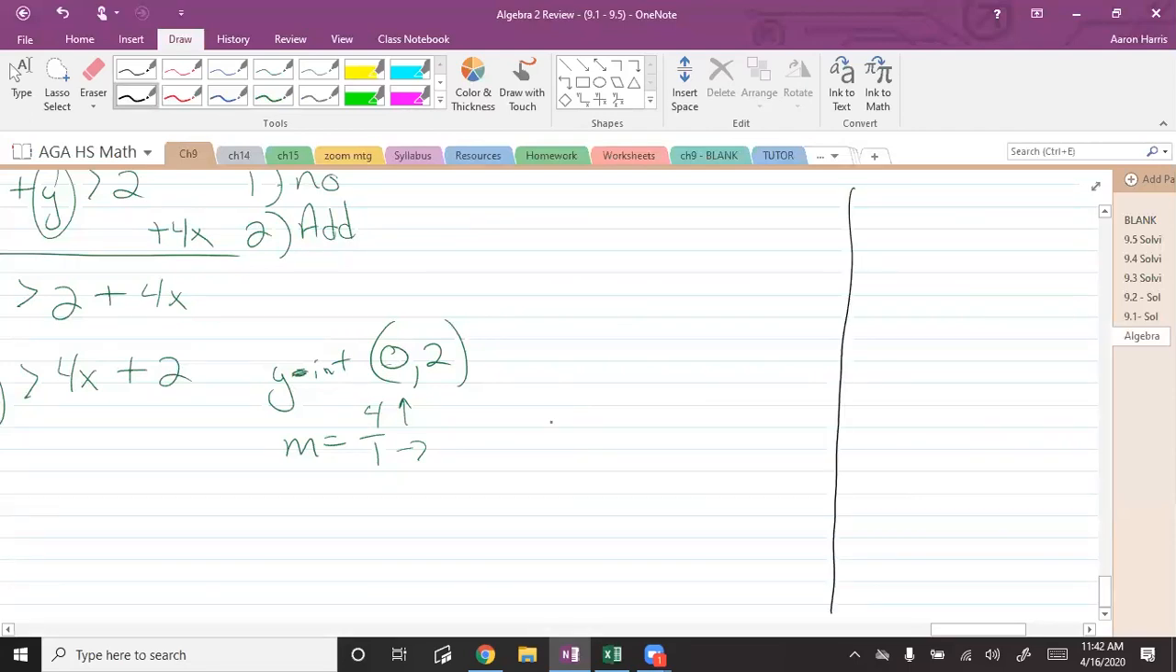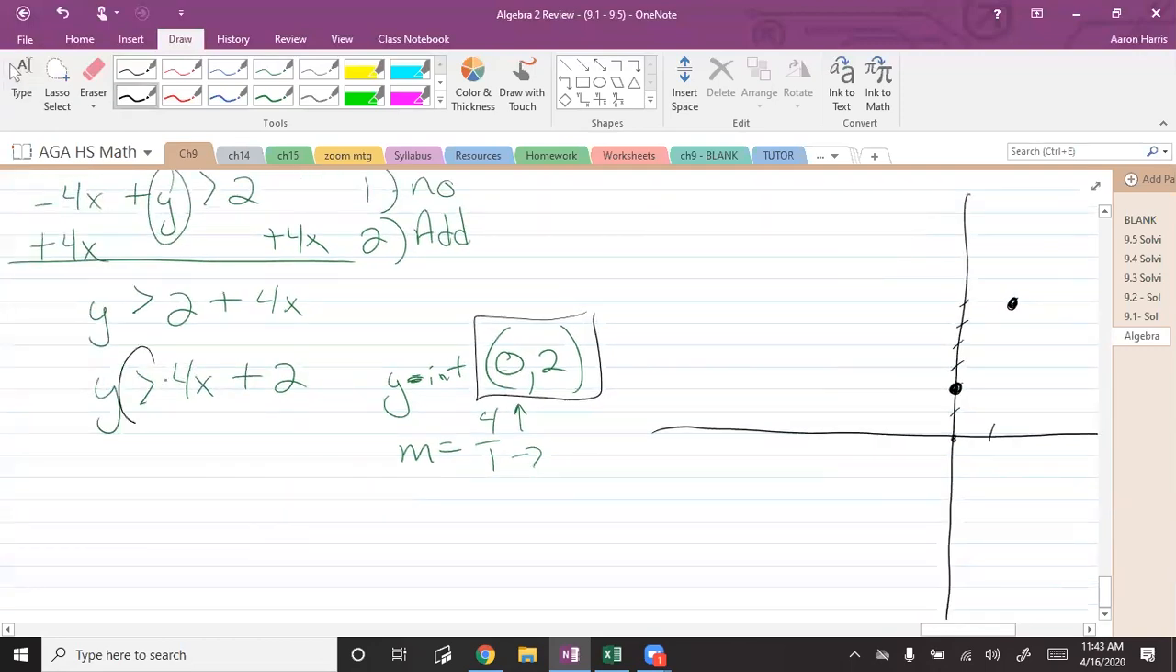Inequalities means we're going to have to do what? Shade it, yes. So here we go. What can I graph? The 2. So if I start at 0, I go up 2. Now what do I do? You go up 4 first, 1, 2, 3, 4, and to the right 1.